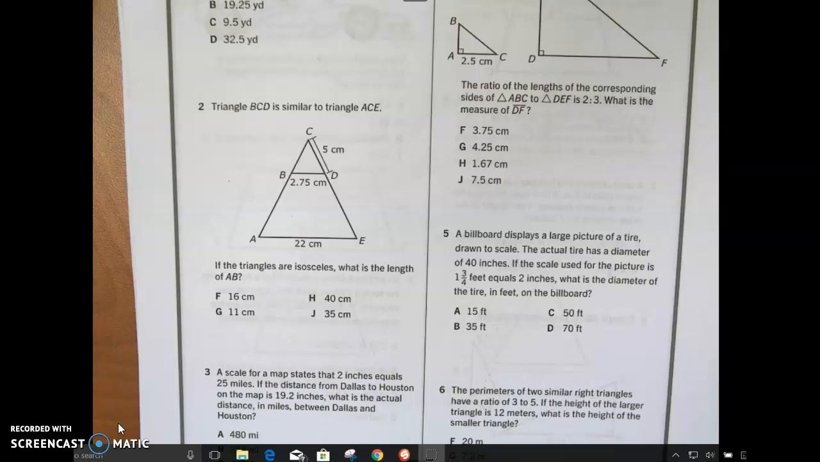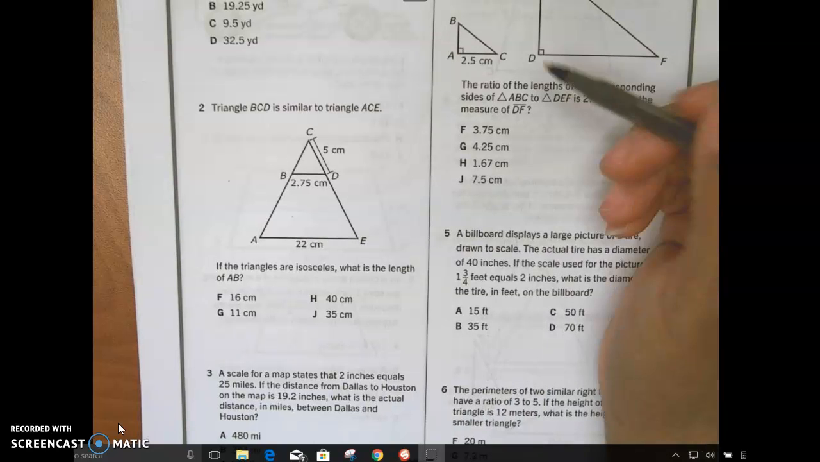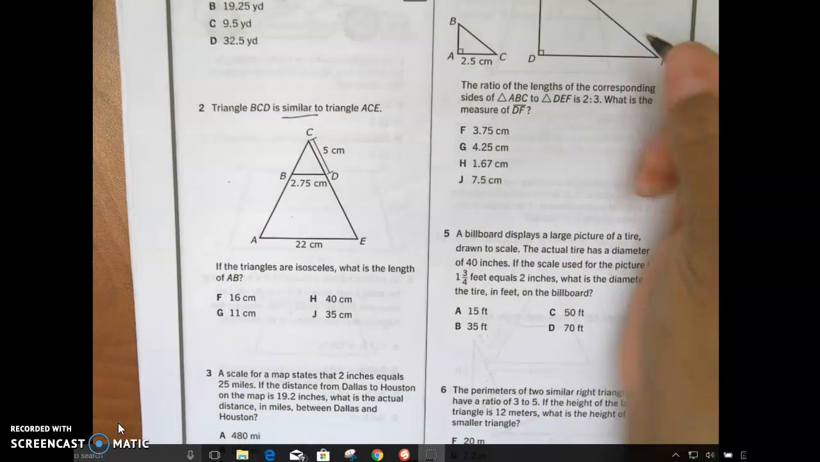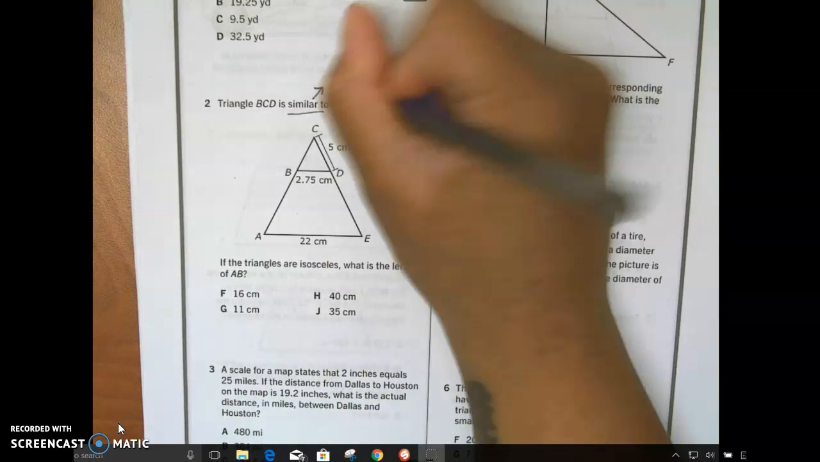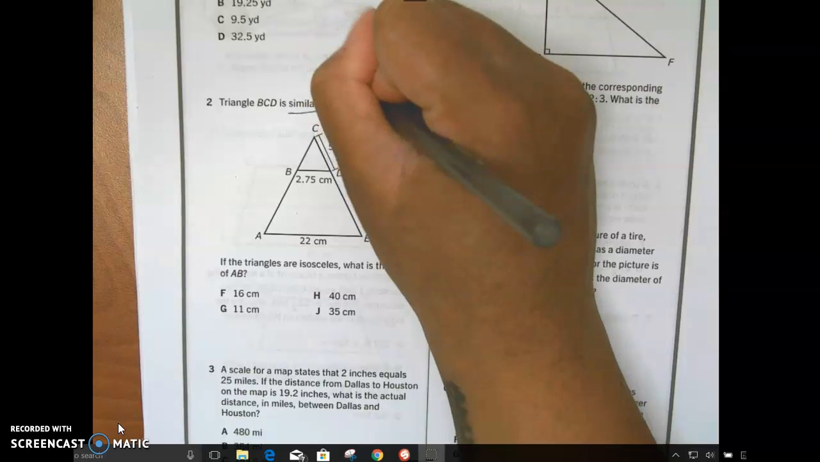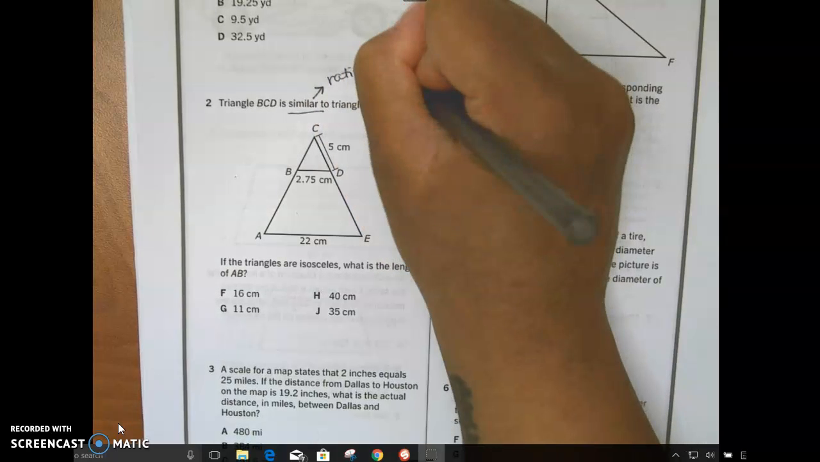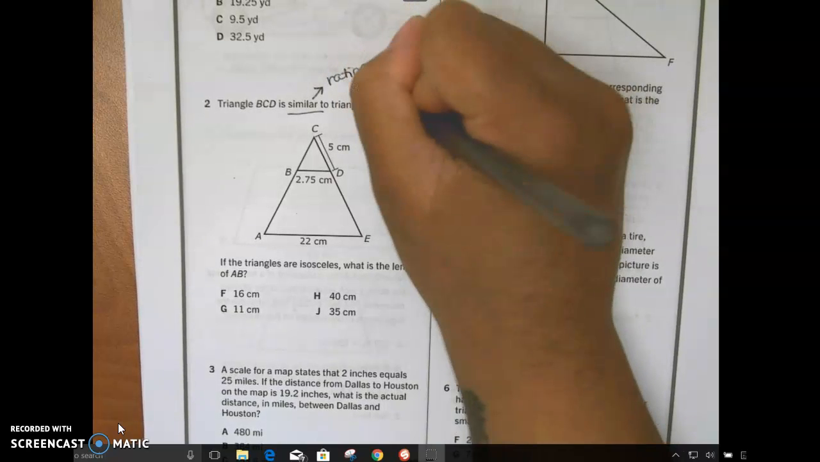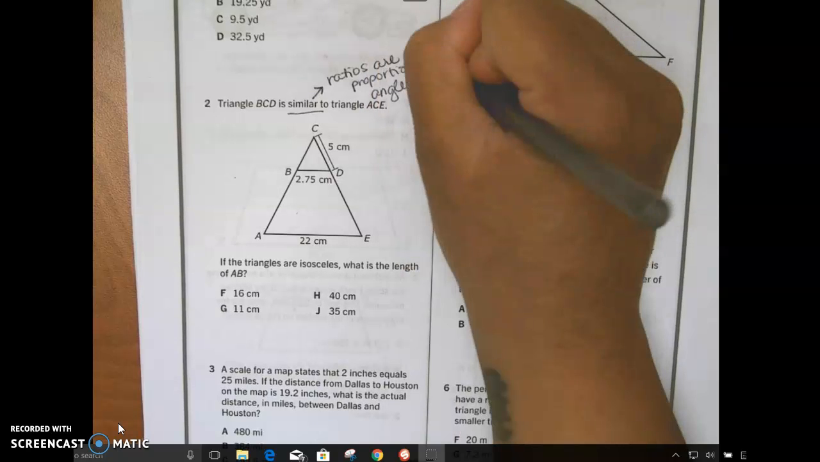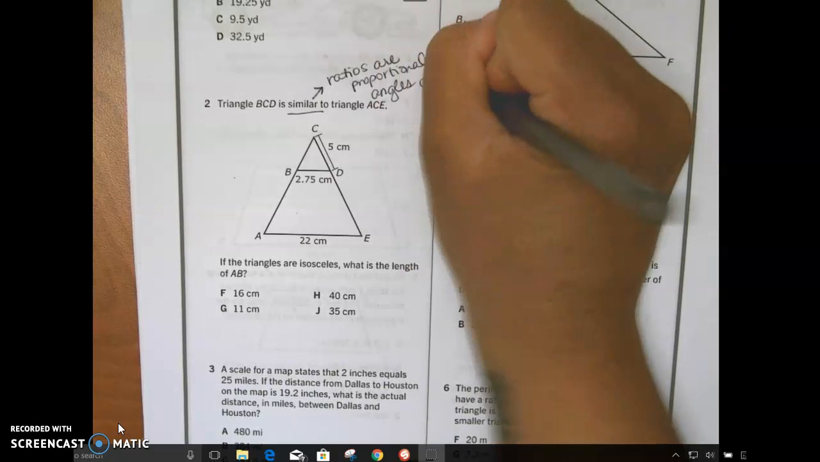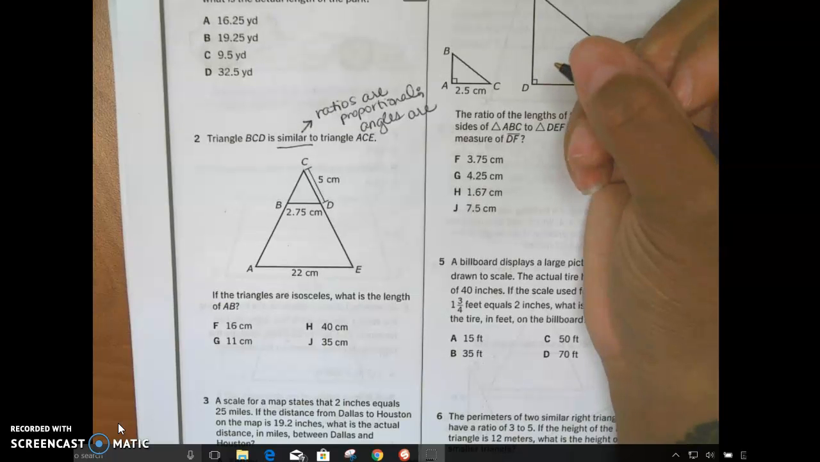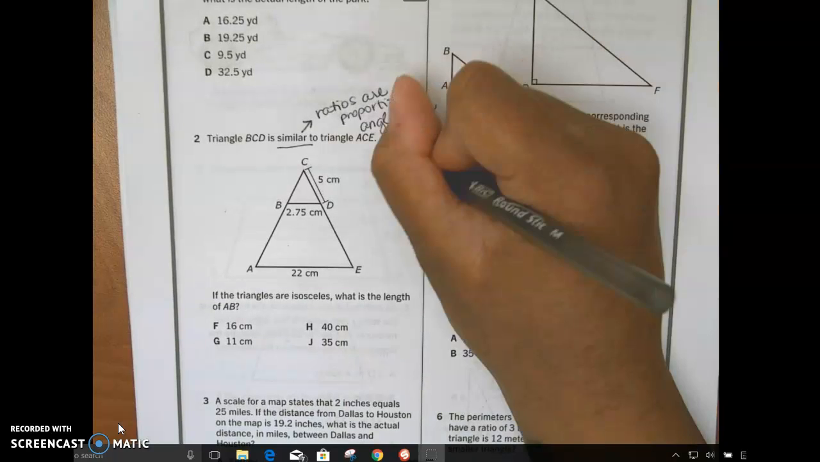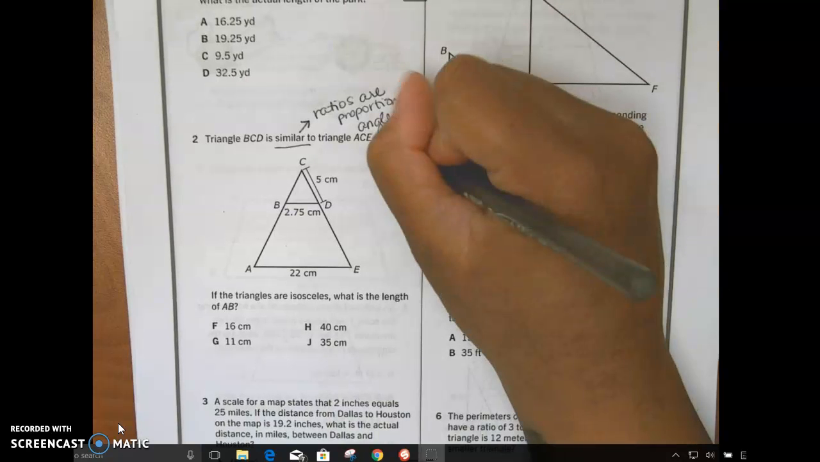Triangle BCD is similar to triangle ACE. What do they have in common? They're both triangles. They're similar. What does similar mean, real quick? Ratios are equal or proportionate, or proportional. And angles are what? This is in your notes. It's very important because it's going to be on your test. Starts with the C. Congruent.